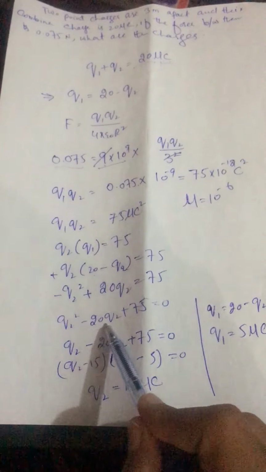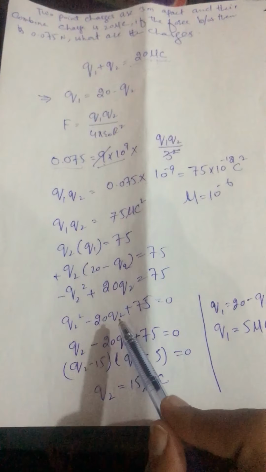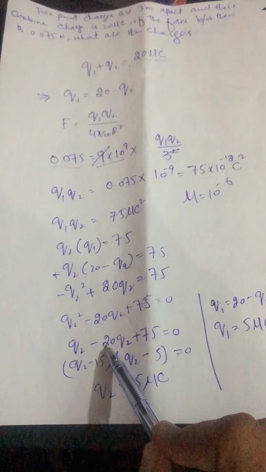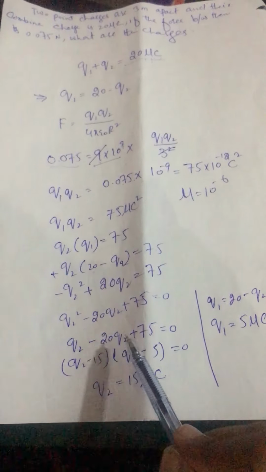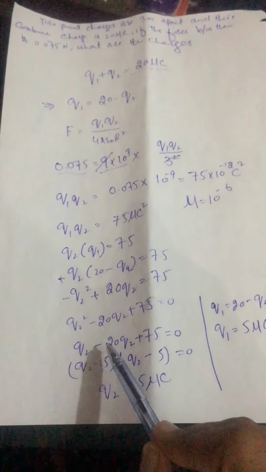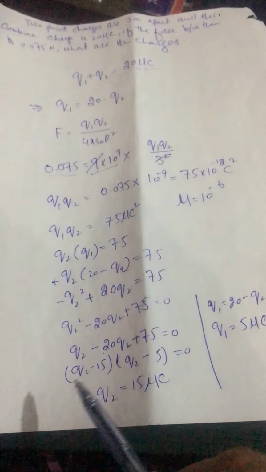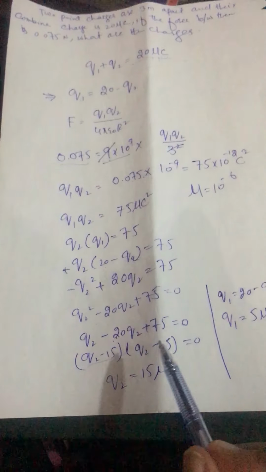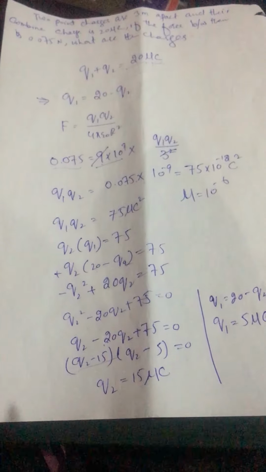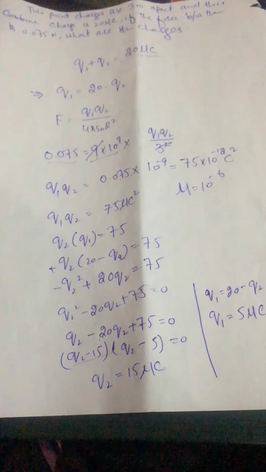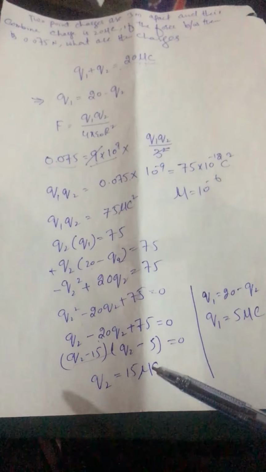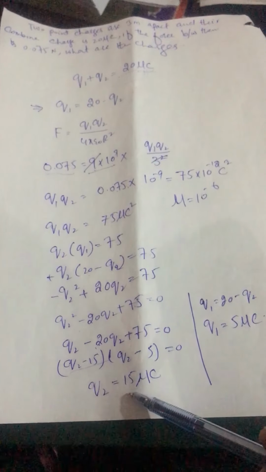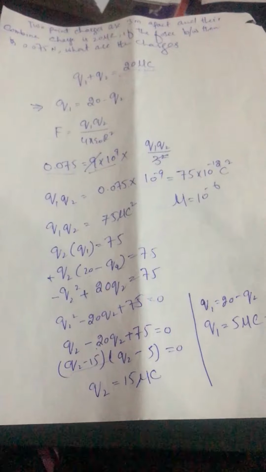Now by simple factorization, we factorize this into minus 15 and minus 5, so it will become minus 20, and then the multiplication will come out 75. So this is simple factorization. Either this will equal 0 or this will equal 0. It will come out the same, but here we take this equal to 0.